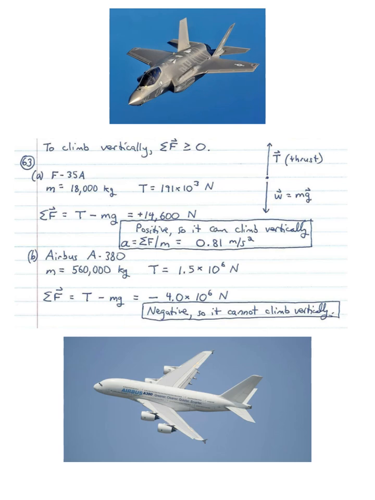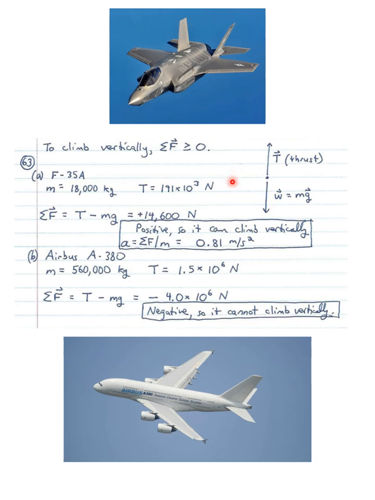Well, for an airplane climbing vertically, we've got the thrust that's pushing it straight up, and the weight of the plane pulling down on it. And to climb vertically, we're looking for a situation where the sum of the forces has to be greater than 0. Basically, the thrust has to be more than the weight. So let's look at the fighter plane.